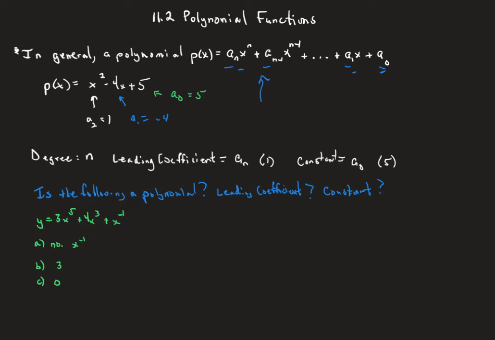So let me give a second example. This time we're going to say y is equal to x to the second plus the square root of 2 times x to the third, and then plus 1.